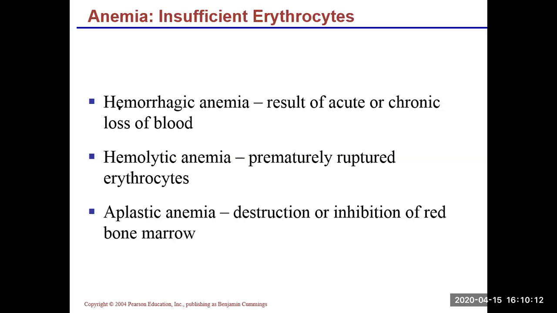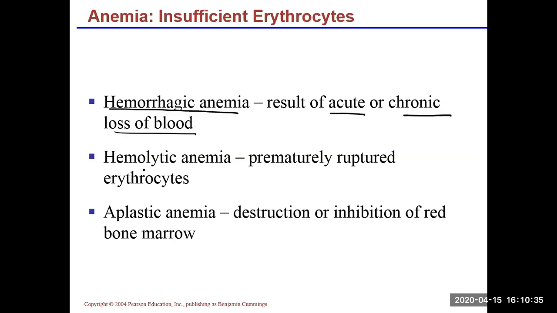One of these is called hemorrhagic anemia. Hemorrhagic anemia occurs from acute, meaning right away, or chronic, meaning it takes time, loss of blood. So you have a hemorrhage somewhere, internal bleeding somewhere, and you're losing blood, obviously. Of course, you're not going to have as many red blood cells now because you're losing them through leakage.